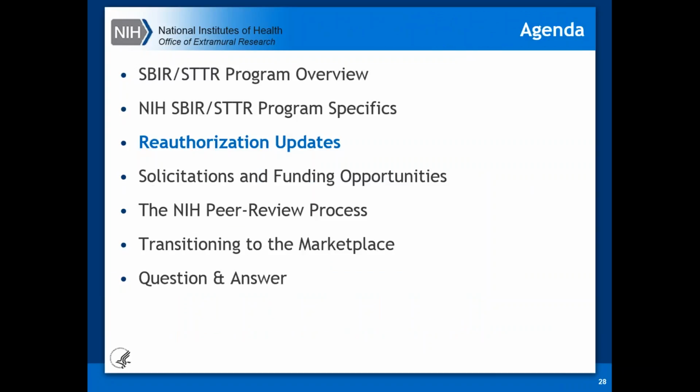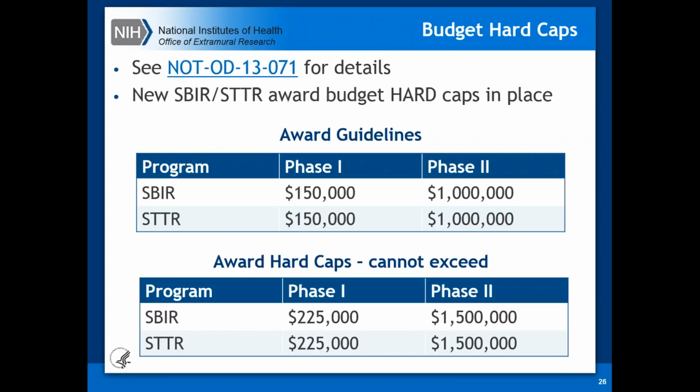So now let's talk a little bit about reauthorization updates. Under the 2011 reauthorization of the SBIR program, phase 1 used to be 100,000, but now it's 150K. And under phase 2, you can get up to $1 million, as I noted earlier, for up to 2 years. There are certain hard caps on the 150K and 1 million, but you can actually get up to 50% more. You can apply for up to 225,000 in phase 1 or 1.5 million under phase 2.